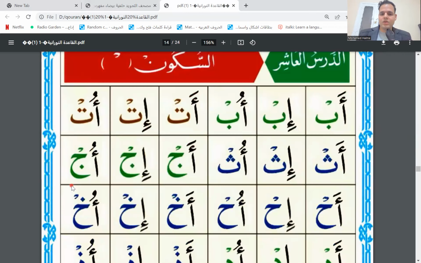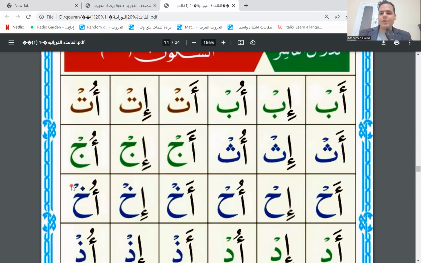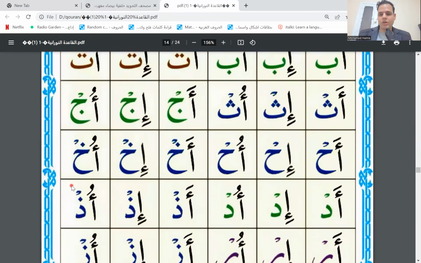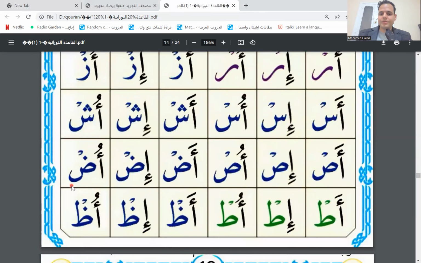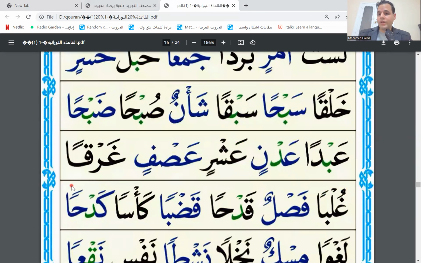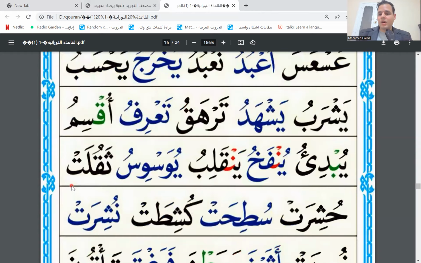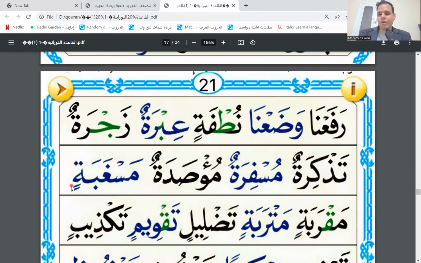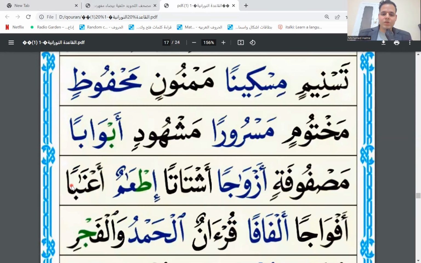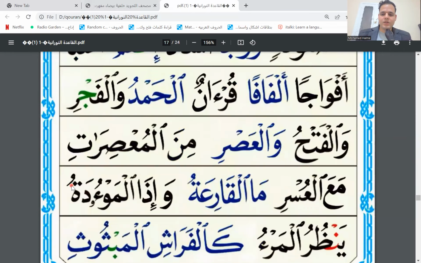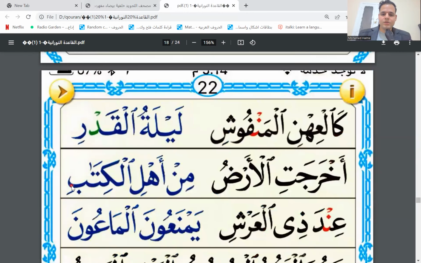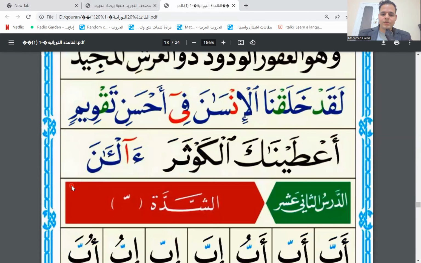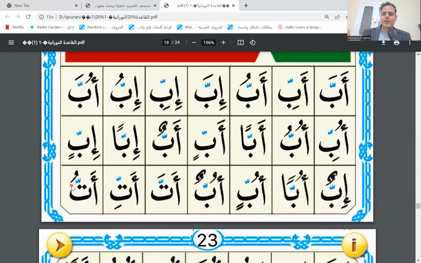Okay, so again, sukun examples: ab, ib, up, at, it, ut, and so on. Now, there is only one rule left to complete the Arabic reading course, which is called shadda. Shadda means double. It looks like a W. We'll see it right now. Yeah, here it is. It looks like a W. And now that means it's a double letter.